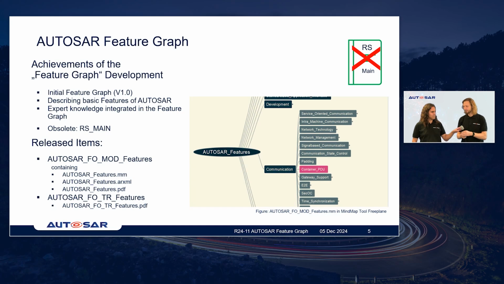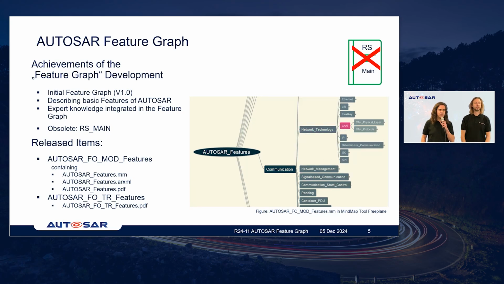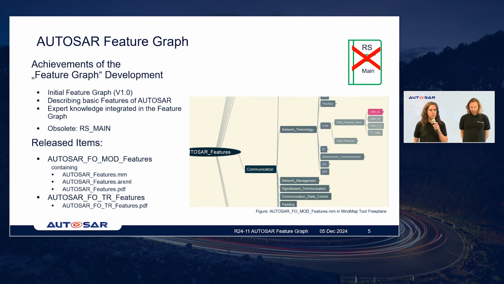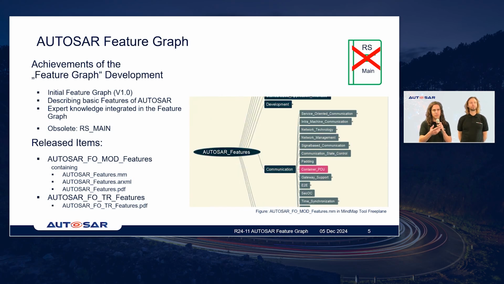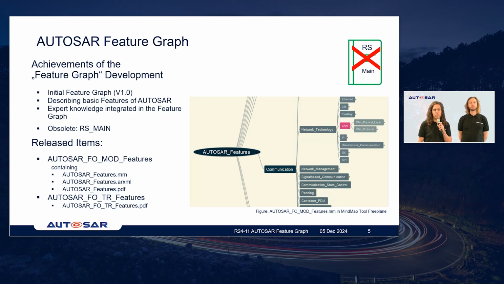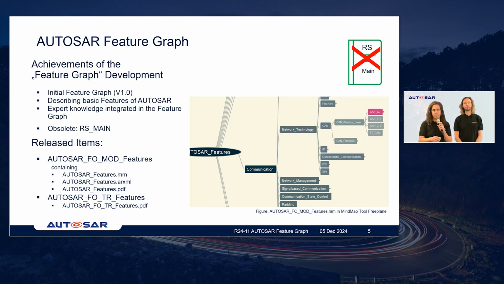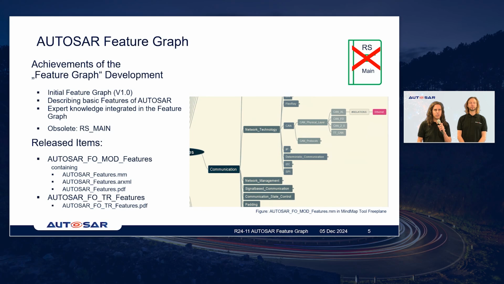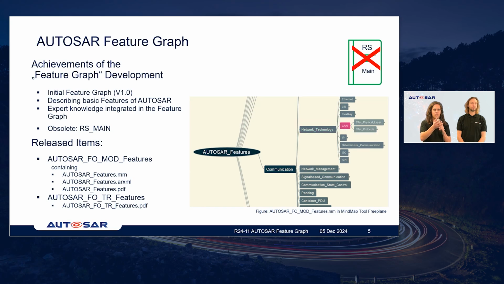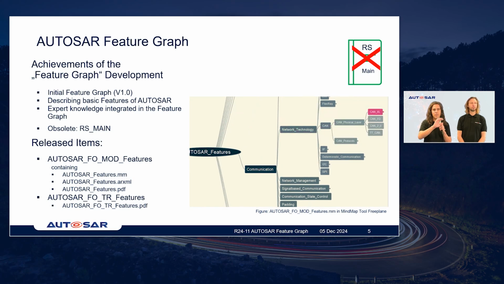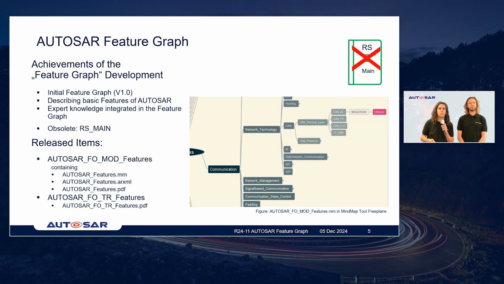Thank you, Tony. What we see here now is a demonstration of the feature graph. It's animated. You can see how you can browse it. You see there's a top-level feature, communication. It has network technology. Then under network technology, you find CAN. So you directly see the feature graph can be used to browse the features in AutoSAR.